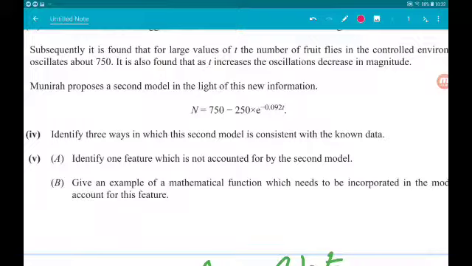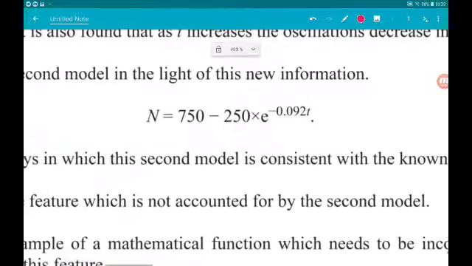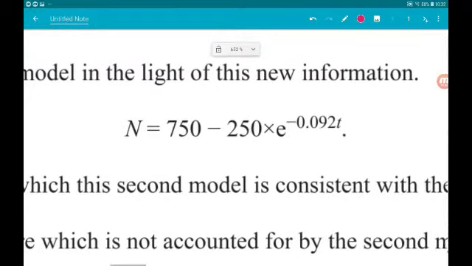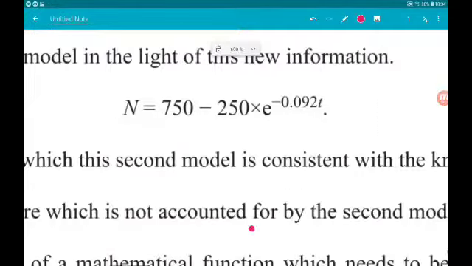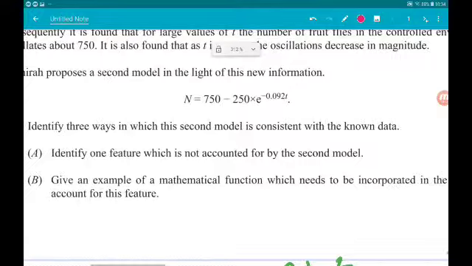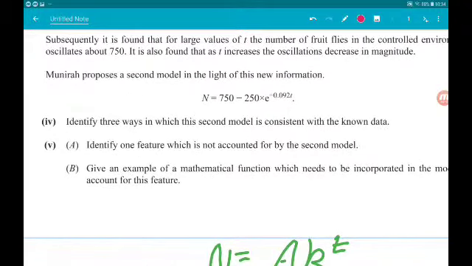In light of this, Munira suggests a second model. N is 750 minus 250e to the minus 0.092t. Part 4 says to identify 3 ways in which this second model is consistent with the known data.